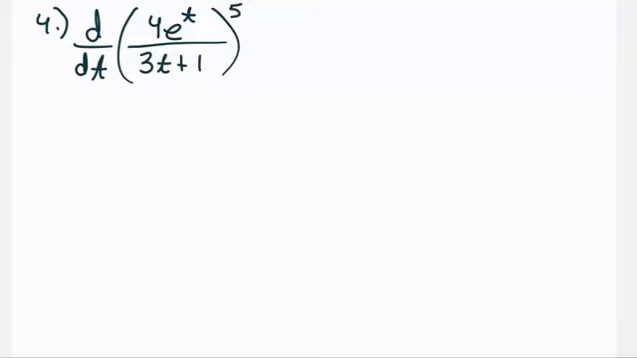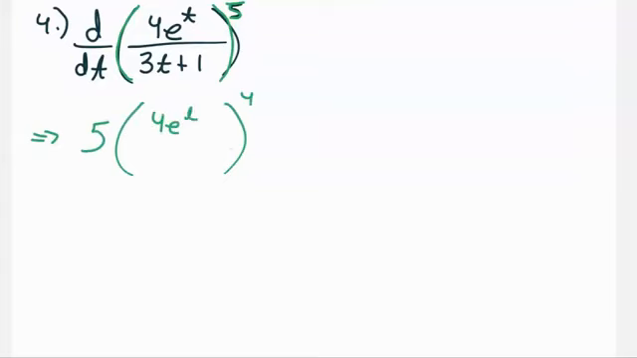And to the 5th power. All right, so if we notice, we have chain rule because it's something to the 5th, and then the whole fraction is on the inside. So when we start doing our derivative of the outside, it's going to be 5 something to the 4th.